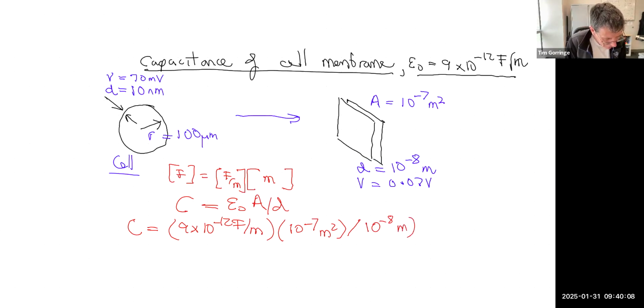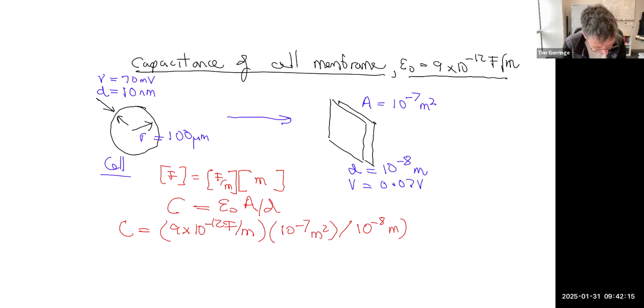So if we look at this equation here, we've got 9 times 10 to the minus 12 multiplied by 10 to the minus 7 over 10 to the minus 8. That's just 10 meters, this ratio here. And so we just have to multiply this number by 10. So this comes out to be 90 picofarads. A pico is 10 to the minus 12 of a farad. So it's 90 times 10 to the minus 12 of a farad, which is 9 times 10 to the minus 11 of a farad. So that's the capacitance.